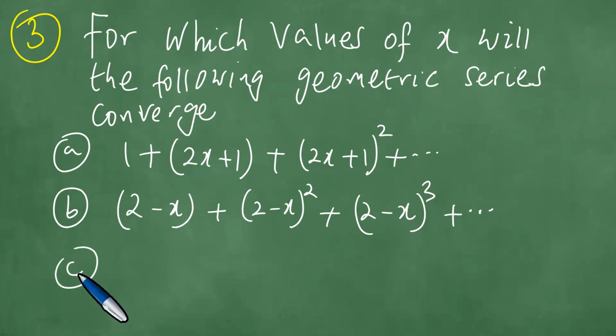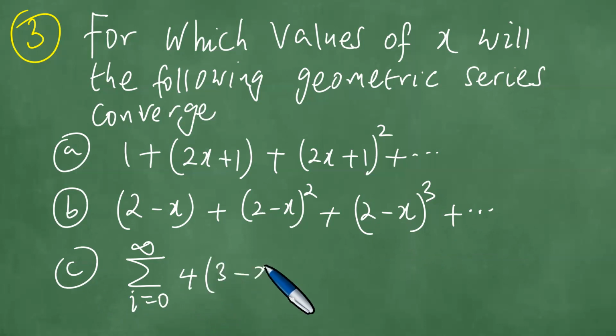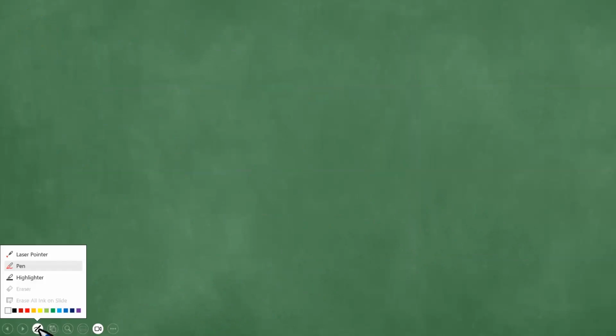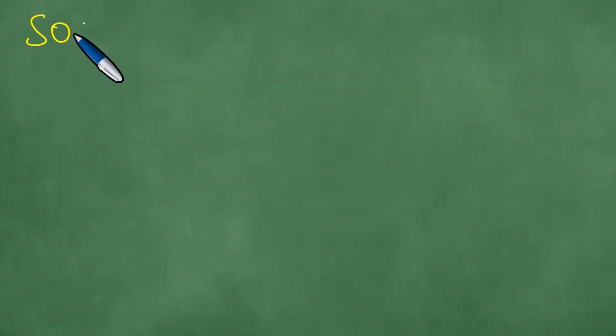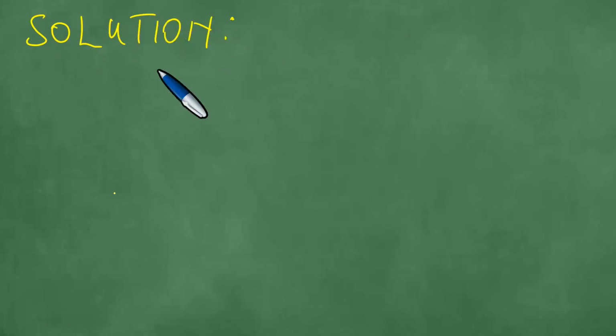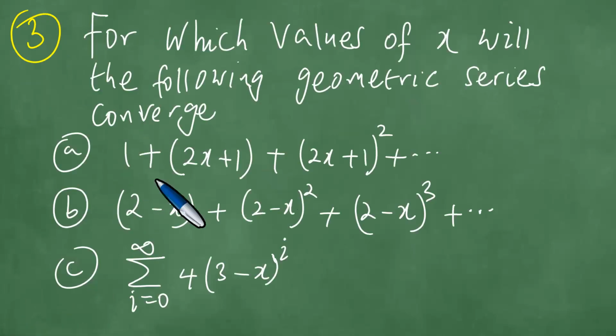Now the third one is the sigma notation, i equals 0, 4 into 3 minus x. So the solution, which is 3a: for which values of x will this series converge?